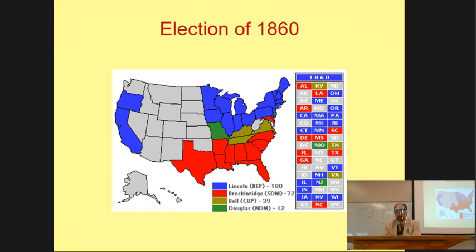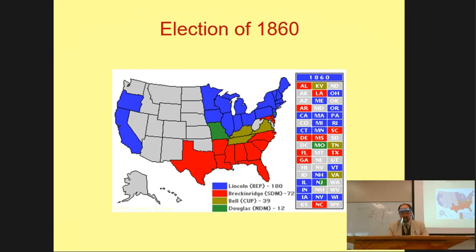Breckinridge came in third in the popular vote, but second in the Electoral College, as you can see, carrying a lot of the South. Bell carried some slave-owning states in the upper South: Tennessee, his home state, plus Virginia and Kentucky. In states where slavery existed and was fairly important, but where there was a smaller percentage of the population enslaved than most other southern states.